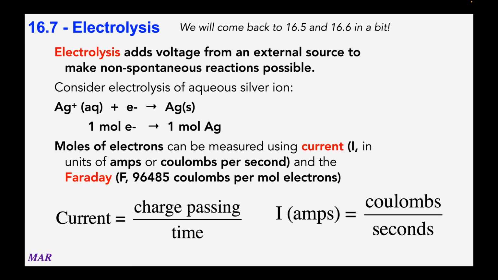We're going to skip section 6.5 and 6.6. We'll come back to those in a bit, but we're going to now talk about electrolysis a little bit more. So electrolysis, which is officially 16.7 in our textbook, means you have to add voltage to a reaction to make something possible. And this is how they make aluminum metal.